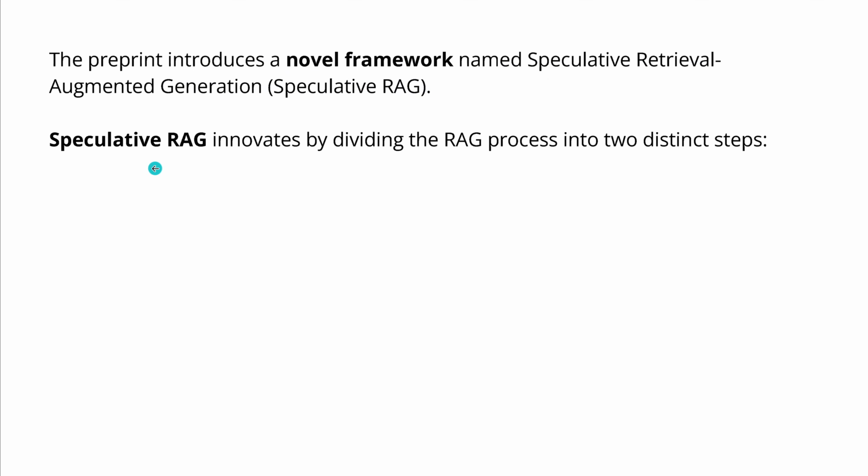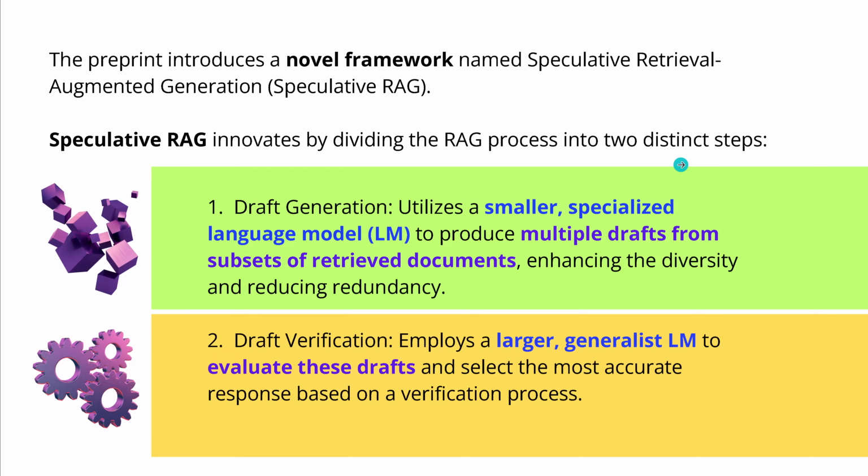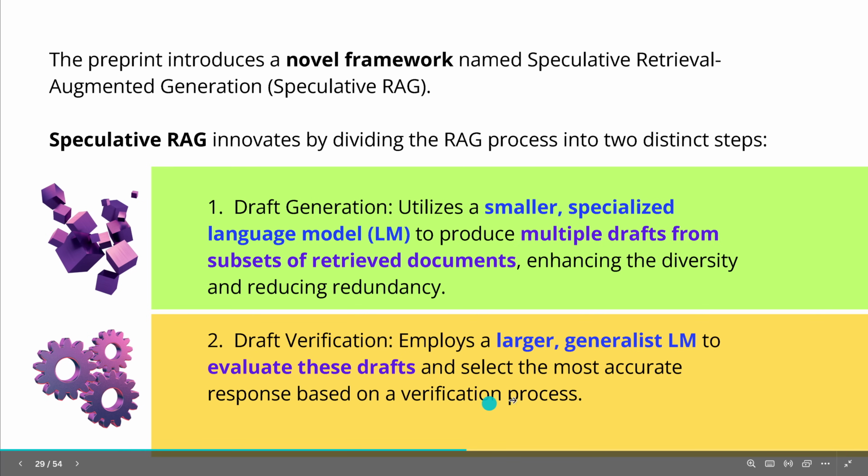This Speculative RAG, if we analyze it here in absolute detail, we find out that the RAG process has 2 distinct steps. At first, we have a draft generation, and second, we have a draft verification phase. So, first step, we use a smaller, more specialized LLM to produce multiple drafts from a subset of the retrieved documents. We do this to enhance the diversity of the text and reduce the redundancy. And then in the second step, we have a larger general LLM to evaluate all these synthetically generated drafts and select the most accurate response based on this verification process.